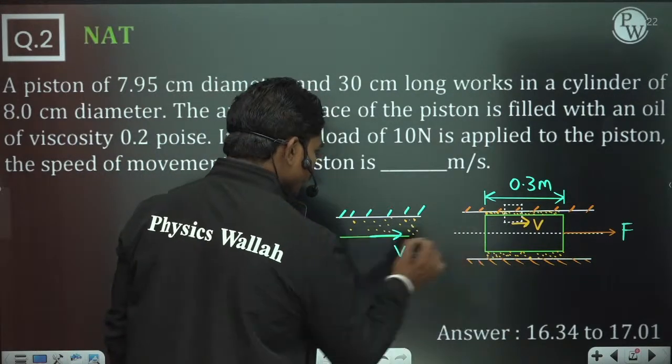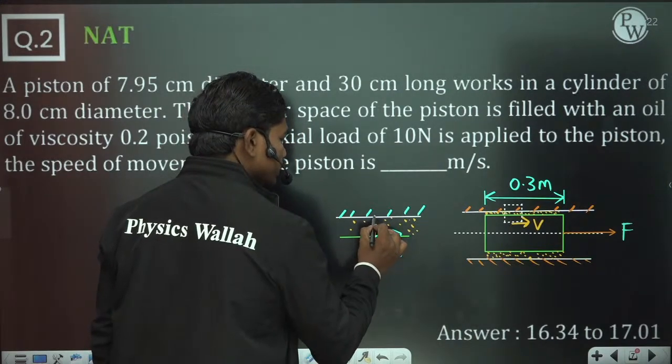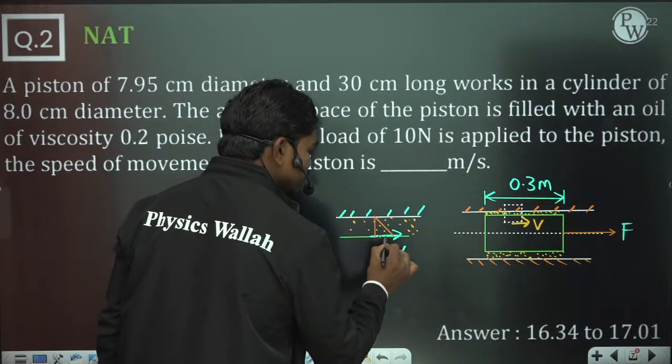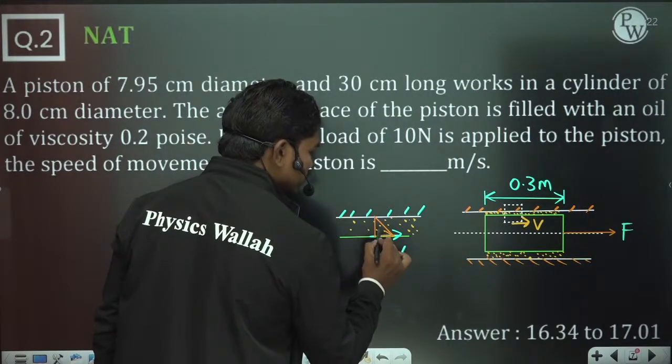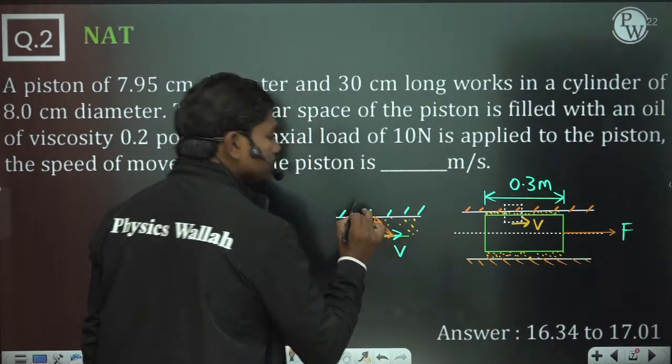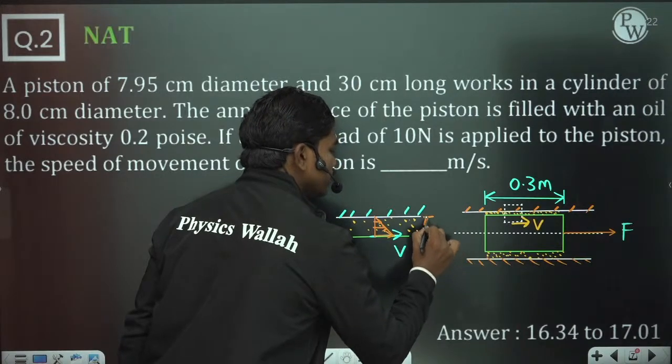Now let us substitute the things. If you see, there is a certain velocity gradient that is developed across any section. Here the velocity is zero, but by the time it comes here, there is the velocity of the piston. So there is some velocity gradient which is set up here. Let us suppose this clearance value is C.